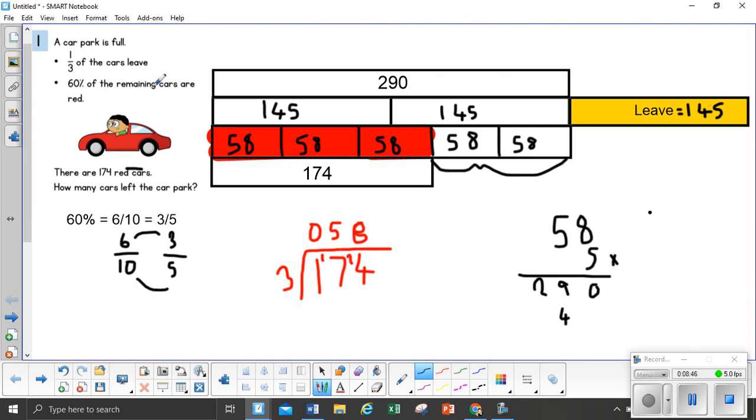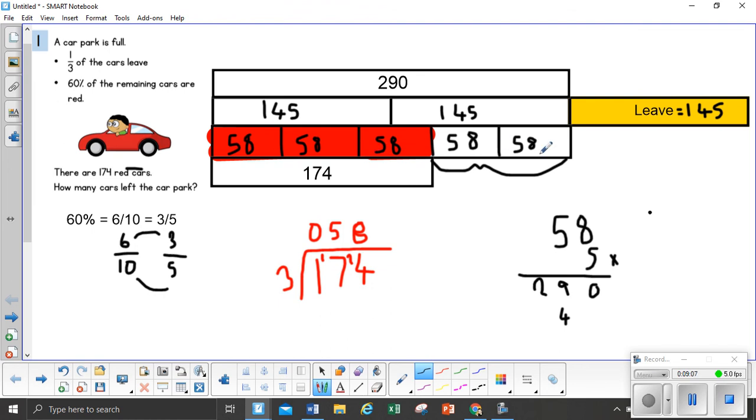So we started off knowing that 1/3 of the cars left. So we drew our bar model which had 3 parts. One of them has gone. It told me 60% of the remaining cars are red, which we converted to 6/10 and then 3/5. So this became our part of the bar model here.